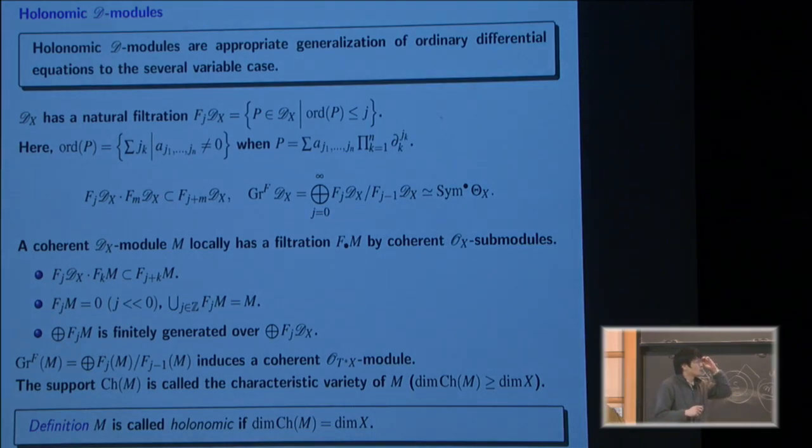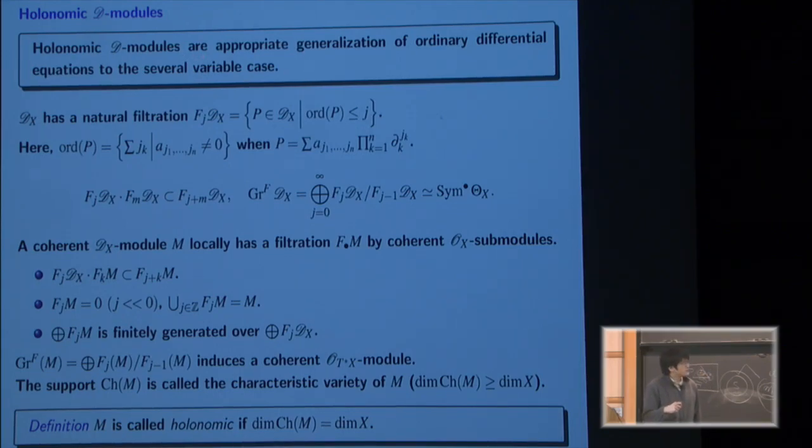Let me explain holonomic D-modules, which appear in the title of my talk. Again, very roughly, holonomic D-modules are an appropriate generalization of ordinary differential equations to the several variable case. Ordinary differential equations have many nice properties. For instance, the space of solutions is always finite dimensional. Such a property is not satisfied for general linear systems of partial differential equations, but holonomic D-modules satisfy such properties. In that sense, we can regard holonomic D-modules as a generalization of ordinary differential equations.